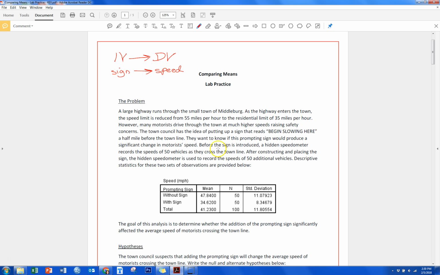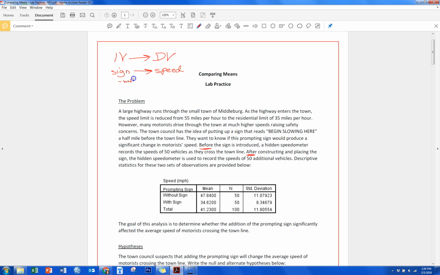So at first there is no sign. Before the sign is introduced, we have a before condition. They measure the speed of 50 vehicles, and then after the sign is introduced, they record the speeds of another 50 vehicles. So we have before and after, with the sign and without the sign. That is our independent variable. It has two levels.